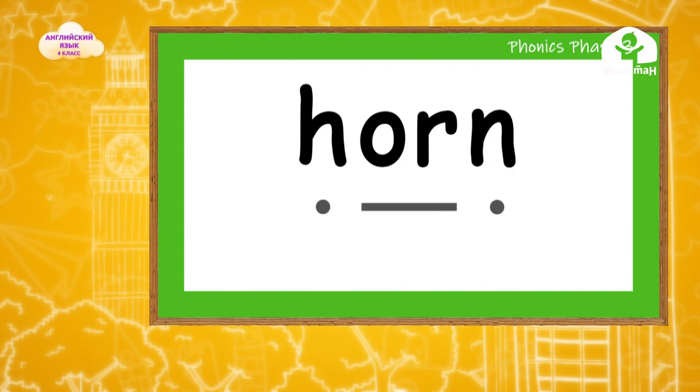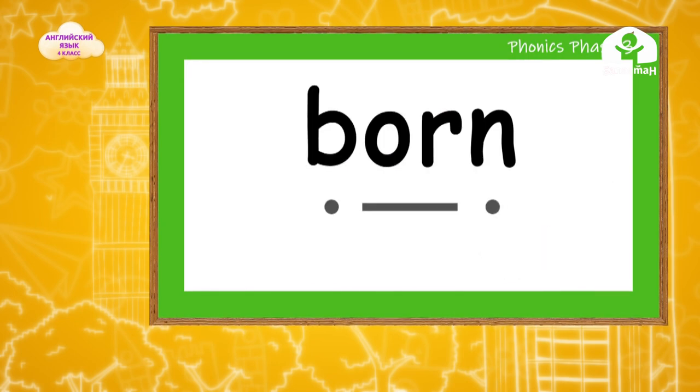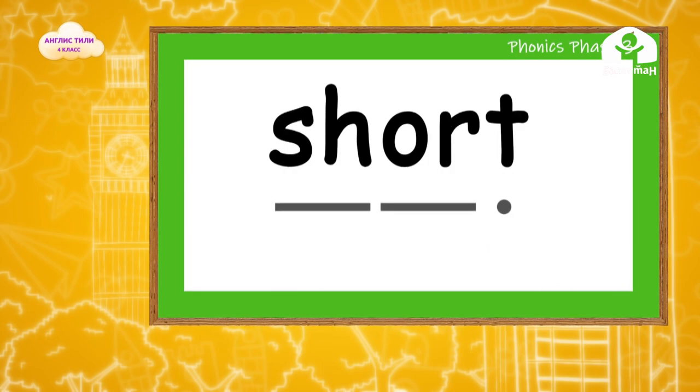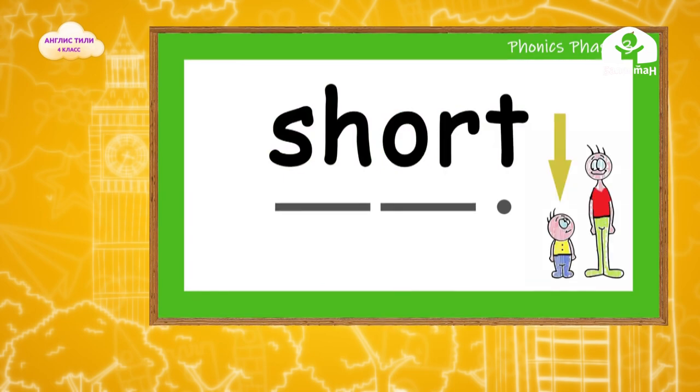Let's look at some words. OR, N, horn. Let's sound it out again. OR, N, horn. Great! Let's try another word. B, OR, N, born. Let's sound it out one more time. B, OR, N, born. Good job! Let's look at the next word. Sh, OR, T, short. This word has two digraphs in it.